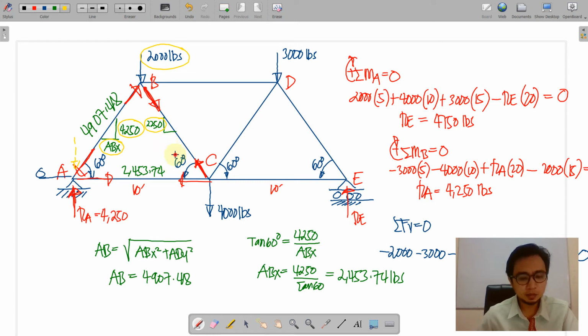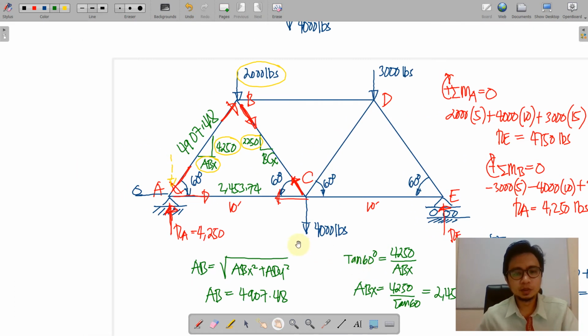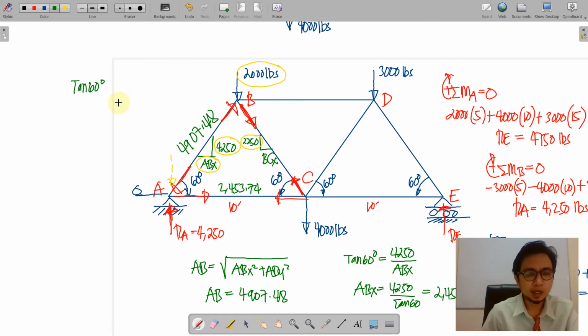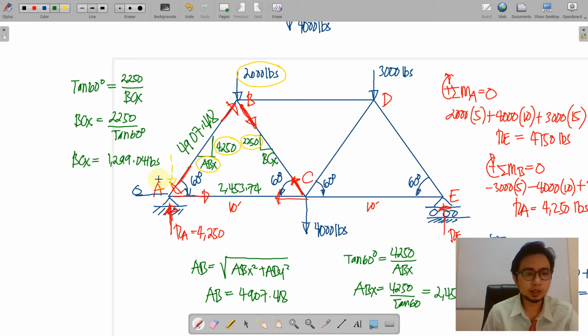First, we need to obtain BCX, and again we are going to use tangent. Tangent 60 degrees is equal to 2,250 all over the unknown BCX. Therefore, BCX is 2,250 all over tangent of 60, and that is equivalent to 1,299.04.